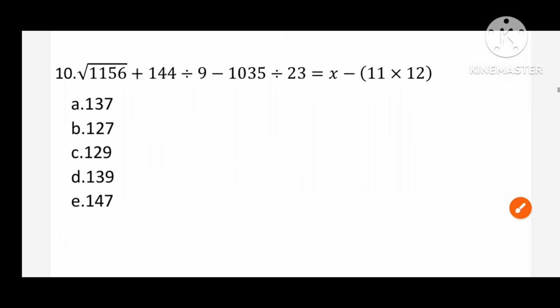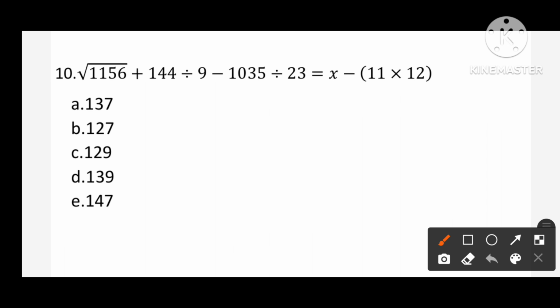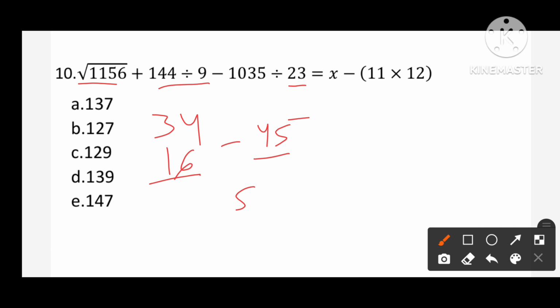Next, question number 10. Here the root value of 1156 will be 34. This is 16 minus 23 times 4 and 5 times. Okay, here 50 minus 45, we are left with 5 only. 5 equals this will be 132 minus 132, x minus 132. So x minus 132 means x value will be 137. Option A is the answer for this question.